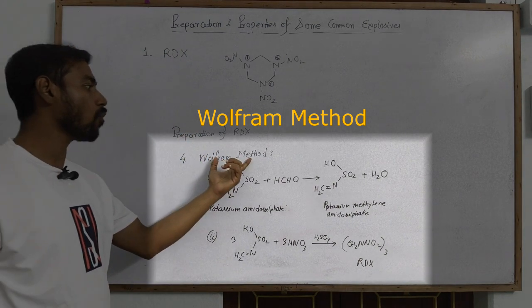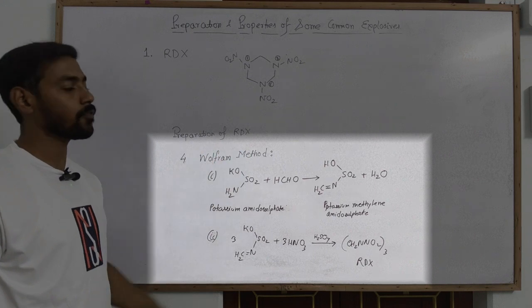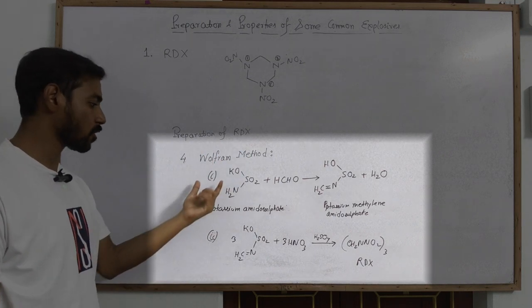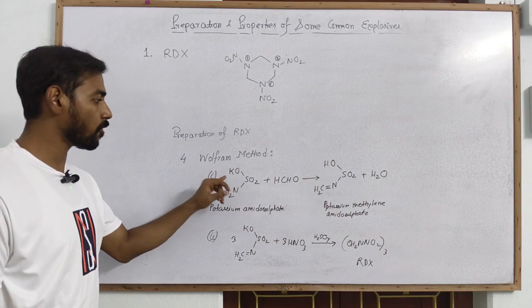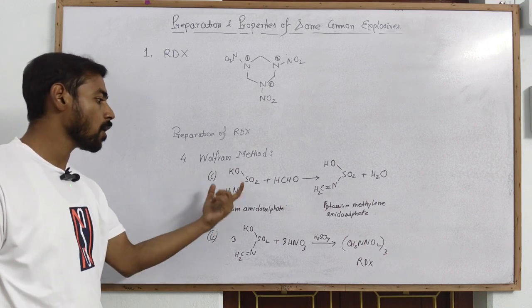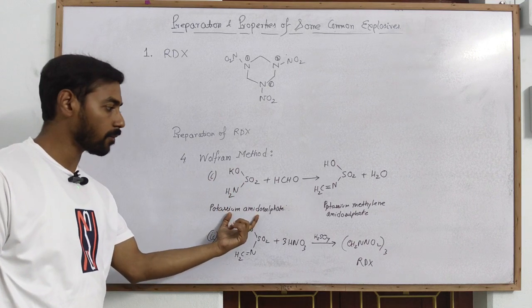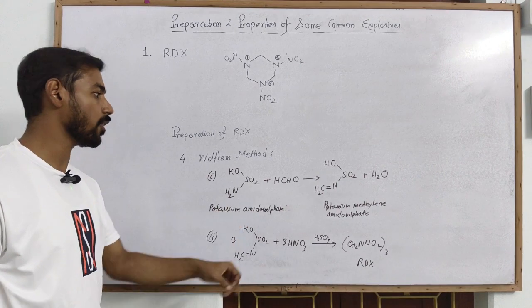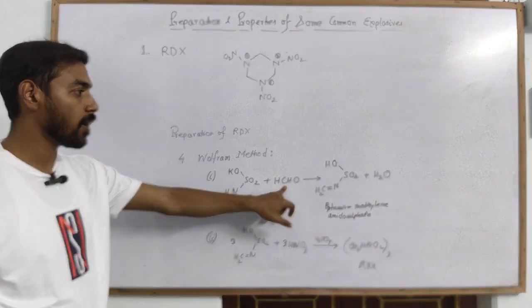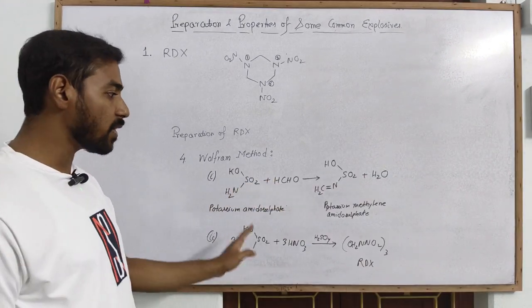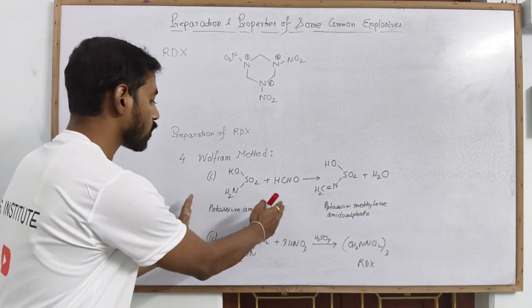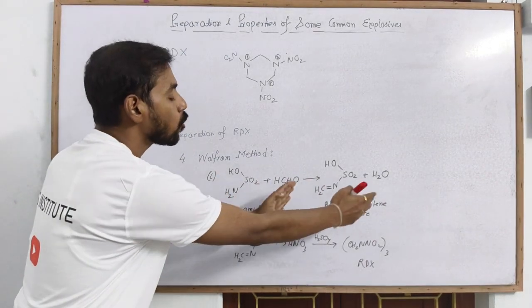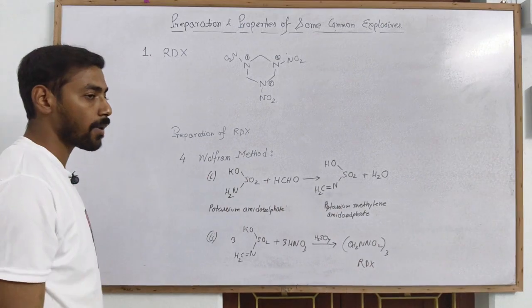This is the fourth and last method of preparation of RDX. It is named the Wolfram method. This method actually involves two steps. In the first step, potassium amidosulfate reacts with formaldehyde to give potassium methylene amidosulfate. So basically it is the conversion of potassium amidosulfate to potassium methylene amidosulfate.